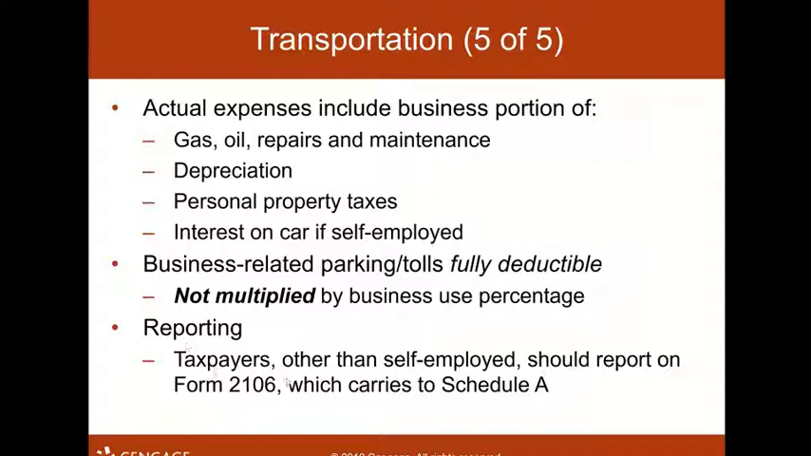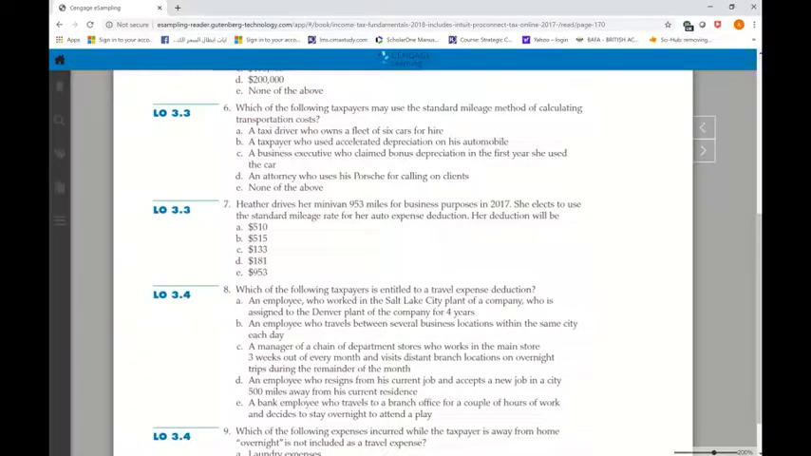Reporting: a taxpayer other than self-employed should report on Form 2106, which carries to Schedule A. So this is the information about transportation. We'll see now some questions. We have multiple choice questions, so we have question number 6.